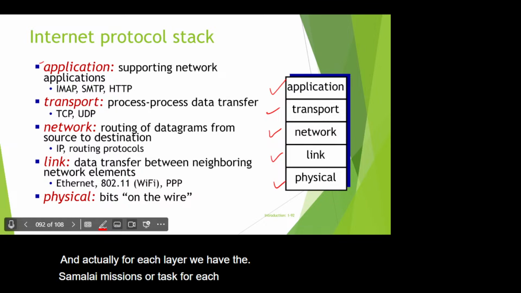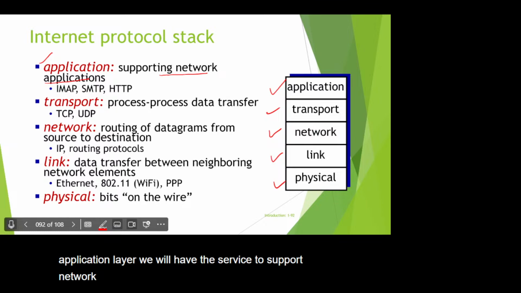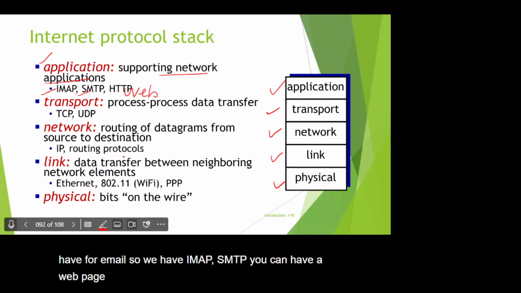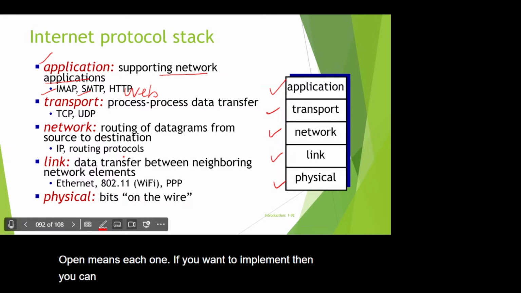So for the application layer, we will have the service to support network applications. What kind of application? You can have email, so we have IMAP, SMTP. You can have a web page, so we have HTTP. We have the others. And currently, we already have the open protocol. Open means if you want to implement, then you can follow that standard to implement. So we have the open protocol here.